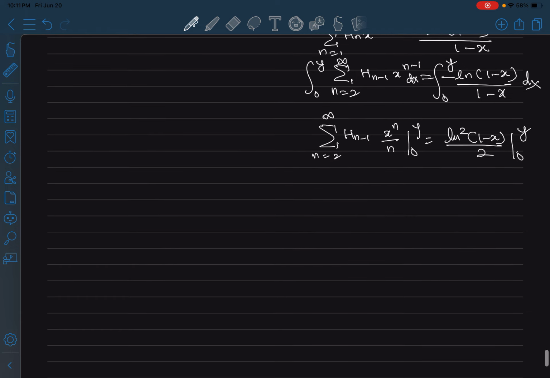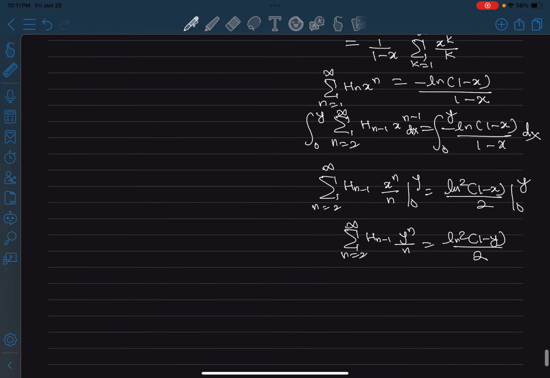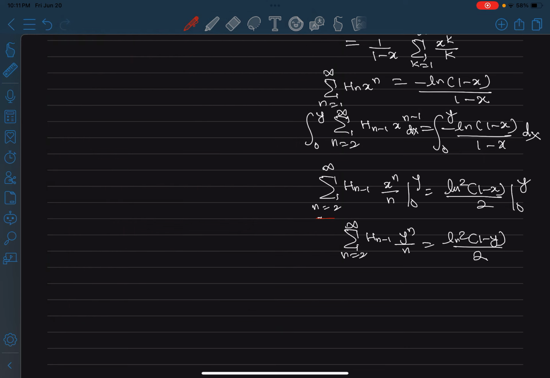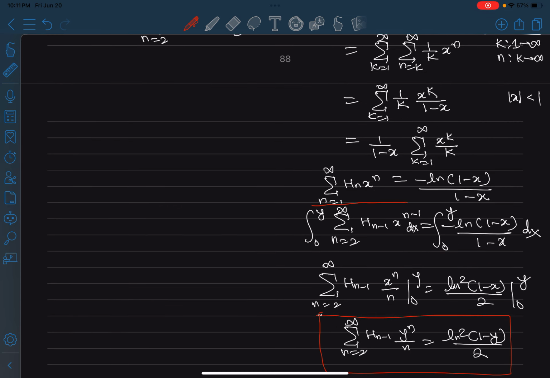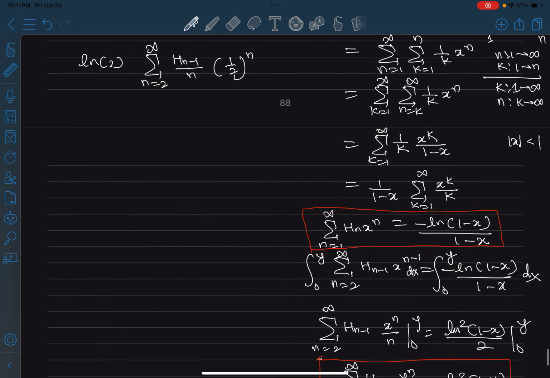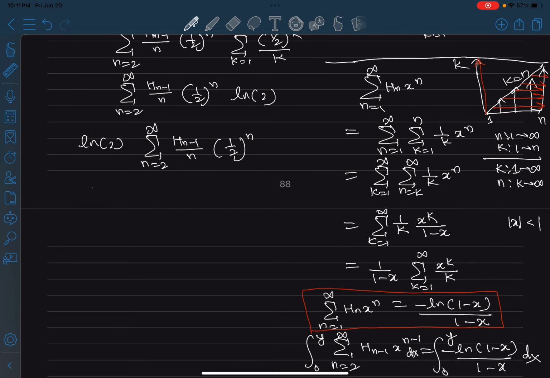So now this becomes the sum from n equals 2 to infinity of H_(n-1) y to the power n by n equals ln squared of 1 minus y by 2. This is a pretty interesting formula. I think both of these are interesting formulas: the generating function of the harmonic number, and the one with n in the denominator. This is pretty simple, and similarly this is also pretty simple. Both of these are helpful formulas, and a lot of powerful results can be derived from these two formulas.